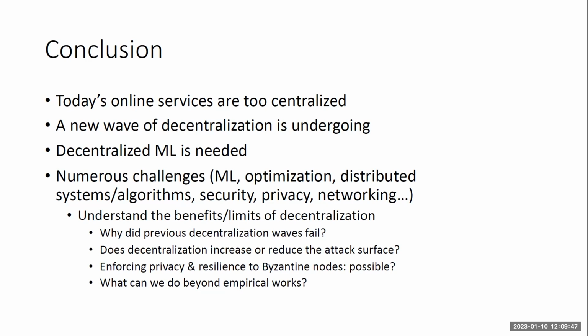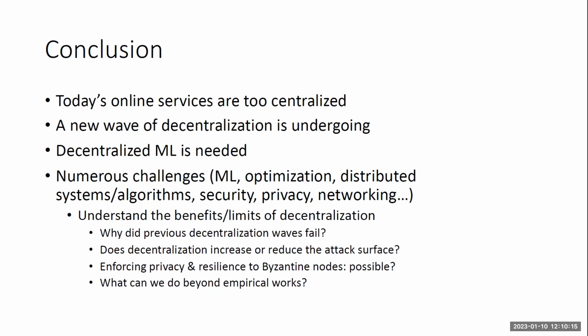But this opens many challenges that are related to many research communities: of course, machine learning, optimization, distributed systems and algorithms, security, privacy, networking, and so on. So it's important that all the communities address these kinds of problems individually, but also sometimes by working together. It's not always easy, but it seems important.